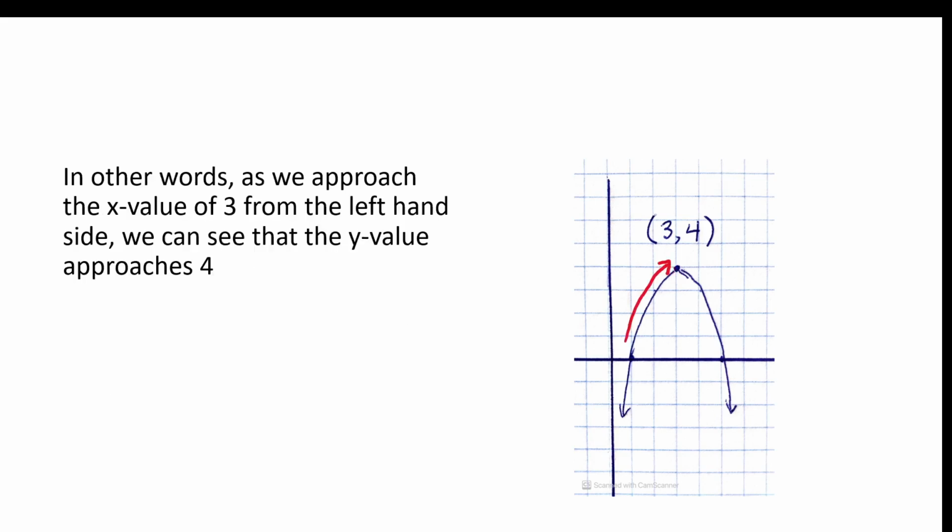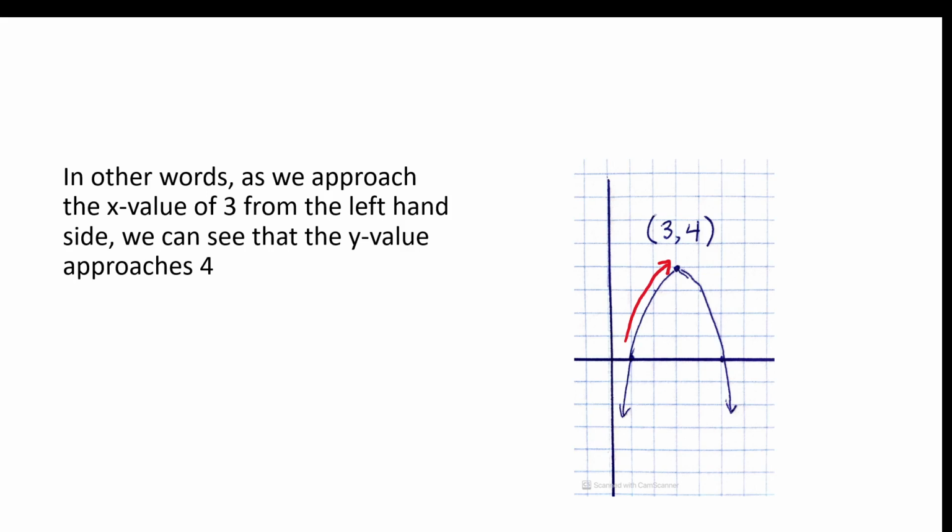It looks to us like as we approach the x value of 3 from the left-hand side, the y value is approaching 4. Now you might say, well, it's also approaching 5, but not really, because the number that we're getting infinitely close to is 4. We're not getting infinitely close to 5, but if we keep on pushing the x value closer and closer to 3, our y value will keep on getting infinitely close to 4.